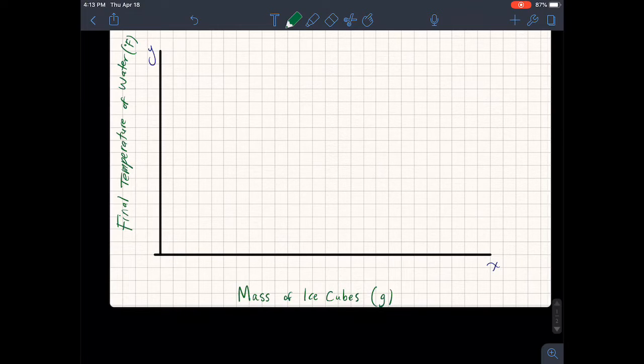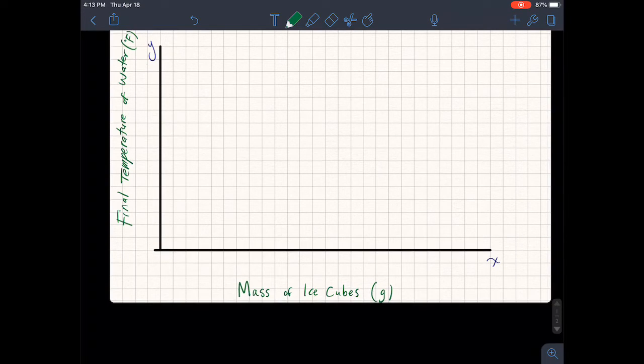Okay, so now that the labels are on the axes, I'm going to look at the range of data that I have for both axes so I know which numbers to use. So let's say that I measured anywhere from 0 to 60 grams of ice. So my x-axis is going to start at 0, and my maximum range is going to go up to 60.